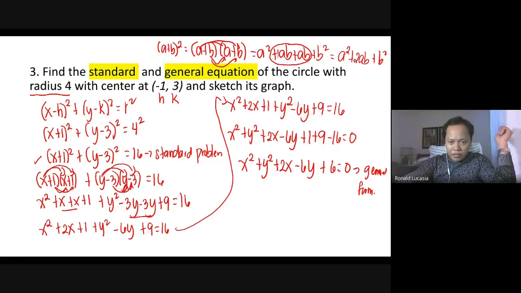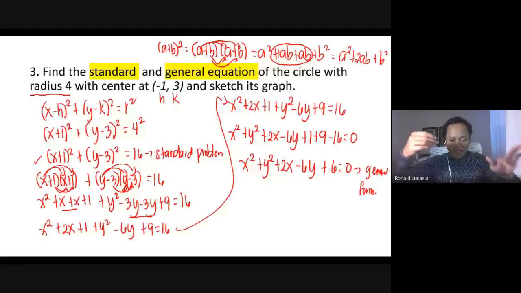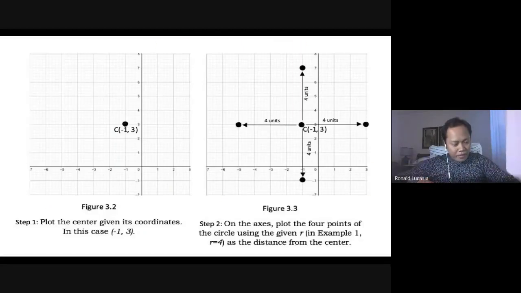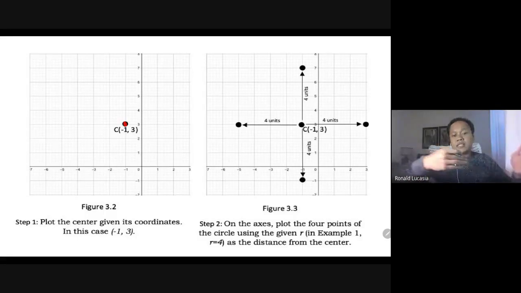Not sure if there are students who are raising their hand. No one. Okay. I think we can move on to the next one. Let's try number four. You have to sketch the graph. So here, the radius is 4. Okay, so you count there. This is the center. You count 4 units to the right, 4 units to the left, 4 units above the center, 4 units below the center, and when you connect those 4 points, that will give you the circle.